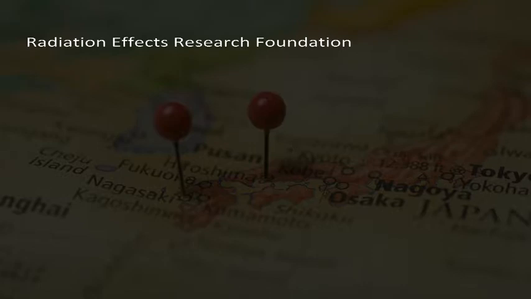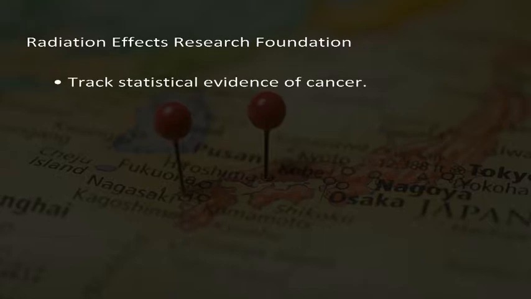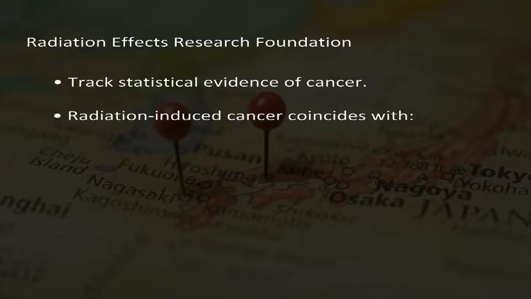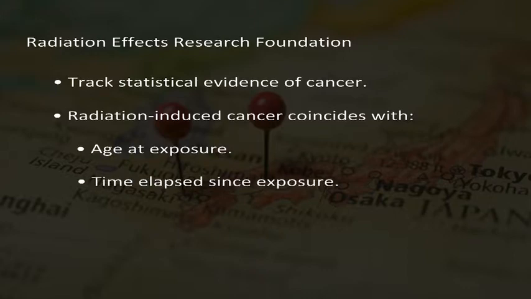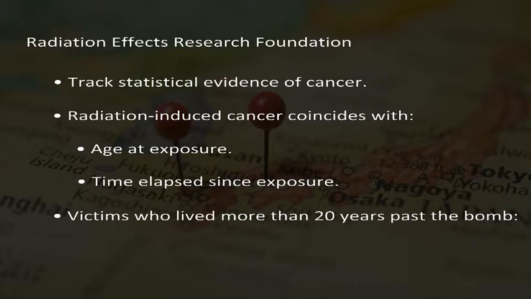The Radiation Effects Research Foundation is a cooperative effort between Japan and the United States to track statistical evidence of cancer and other diseases in the survivor population. According to the Radiation Effects Research Foundation, incidence of radiation-induced cancer coincides with the age at exposure and the time elapsed since exposure. Statistics indicate that the younger the age at exposure, the higher the incidence of cancer, which follows the law of Bourgondier and Tribondeau. However, for those victims who lived more than 20 years past the bomb, risk of leukemia became equal to that of the non-irradiated population.